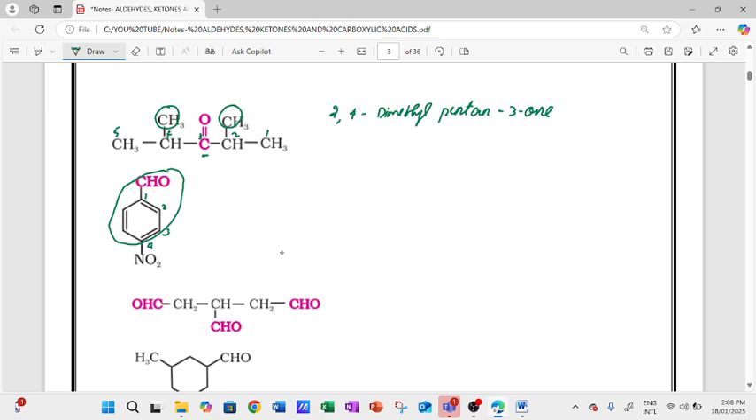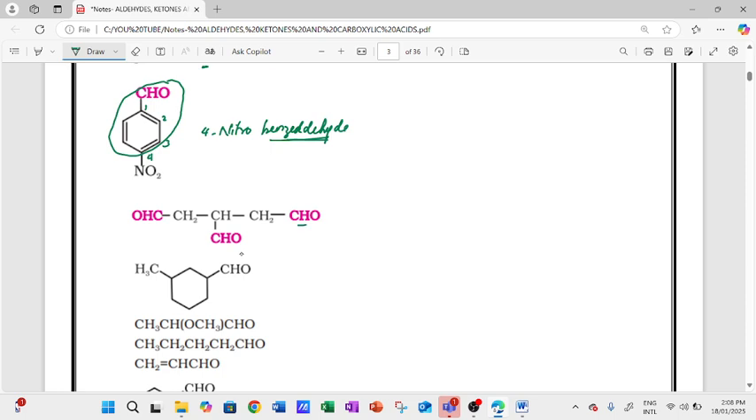4-nitrobenzaldehyde. Benzaldehyde can be termed as benzene carbaldehyde as well. Instead of this, you can write 4-nitrobenzene carbaldehyde. And in this next question, it's a different question.